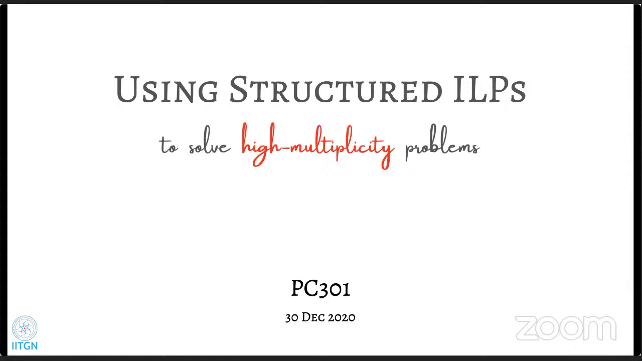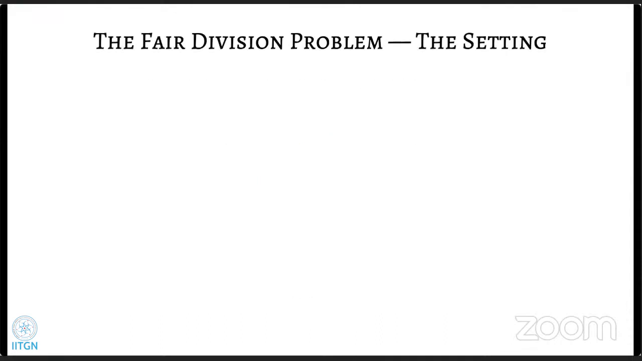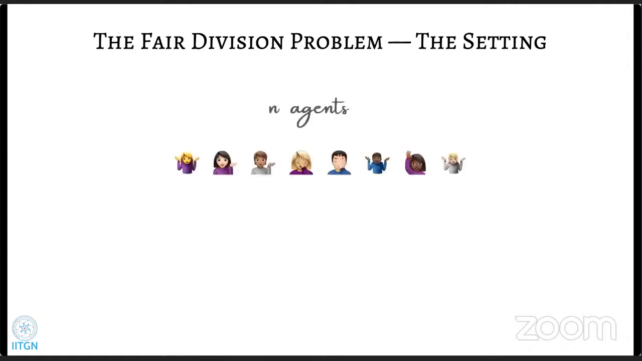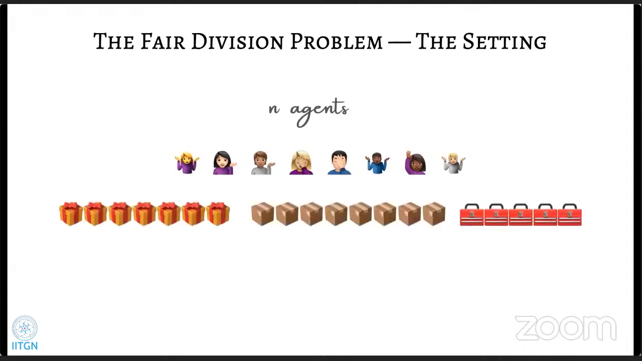So with the disclaimers in place, okay, let's get down. I think I'm done with the disclaimers. So let's get down to the setting of the problem that we will be looking at. There are going to be n agents, which I'm going to denote by these people here. And there are some items that we're going to want to divide between them.